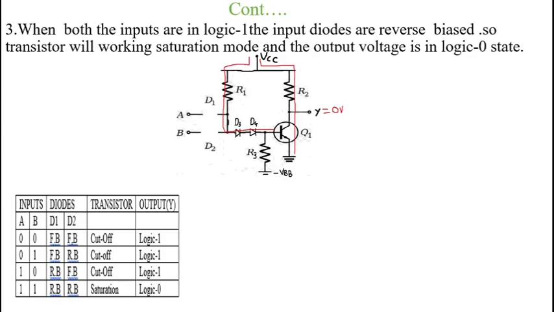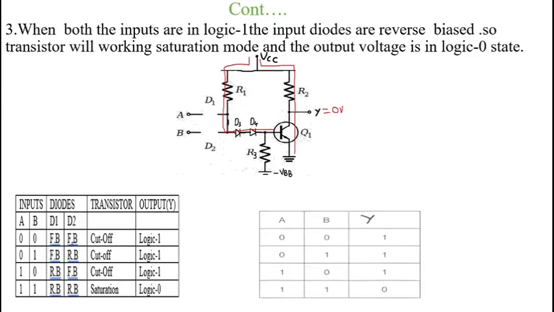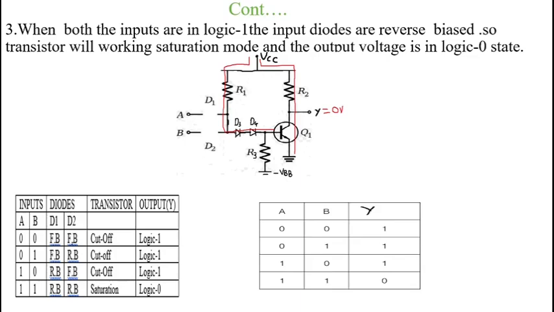At that time, the diodes D1 and D2 are operating in reverse bias condition and the transistor Q1 is acting in saturation mode. Therefore, we get the output Y equal to logic 0. For our convenience, we draw the truth table of the NAND gate, where A, B are the inputs and Y is the output.